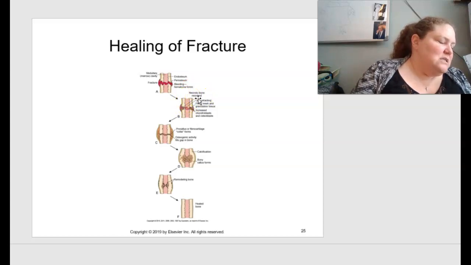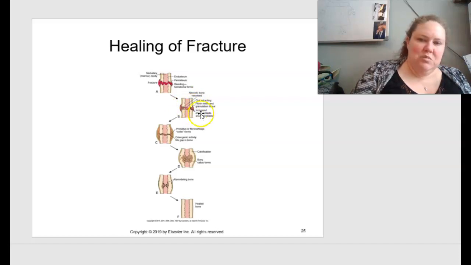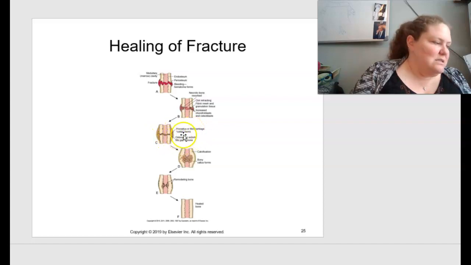The clot is reacting to the fibrin mesh and the granulation that's occurring to the tissue. And you also have increased chondroblasts and osteoblasts that are going to be recruited to that area of injury. Then down here in C, you have where that procallus or the fibrocartilage collar is going to form. And then we have osteogenic activity, and this is going to be filling in that bone gap.